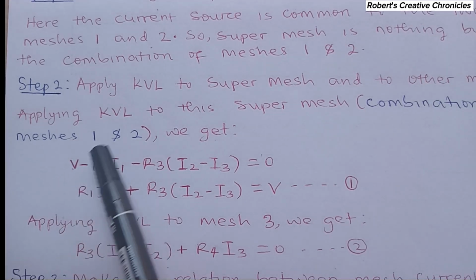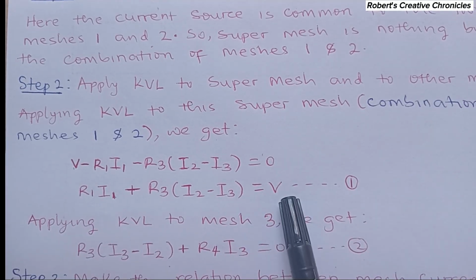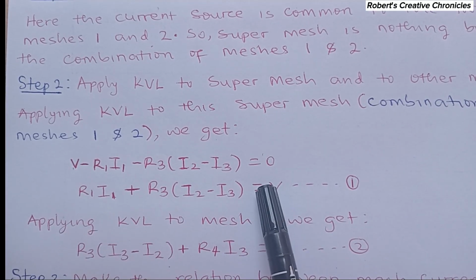Then we rearrange it. If you take this V to the other side, it becomes negative. Then we multiply by negative across to become all positive. So that's how we got this.